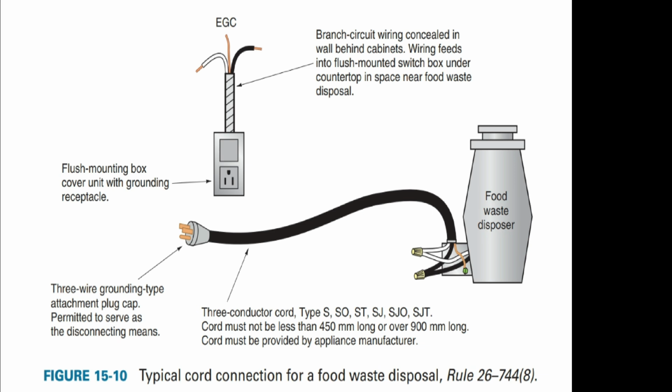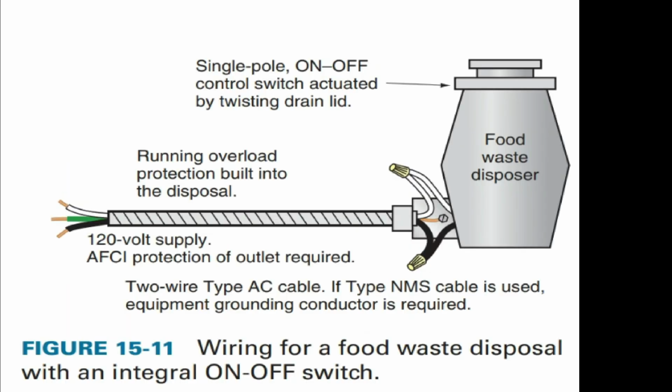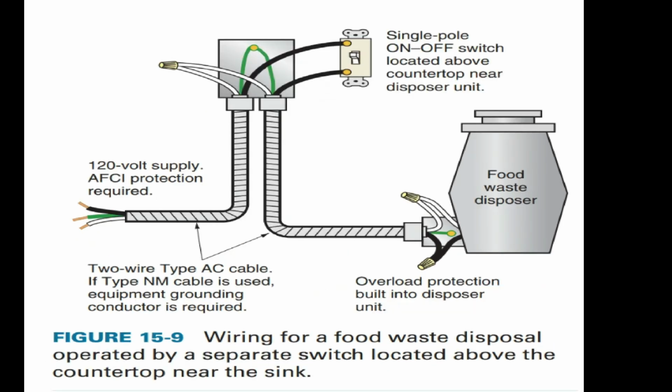Some local codes may require that food waste disposals, dishwashers, and trash compactors be cord connected to make it easier to disconnect the unit, replace it, service it, and reduce noise and vibration. The appliance shall be intended or identified for flexible cord connection. This figure shows wiring for a food waste disposal with an integral on-off switch, turning the food waste disposal on and off.